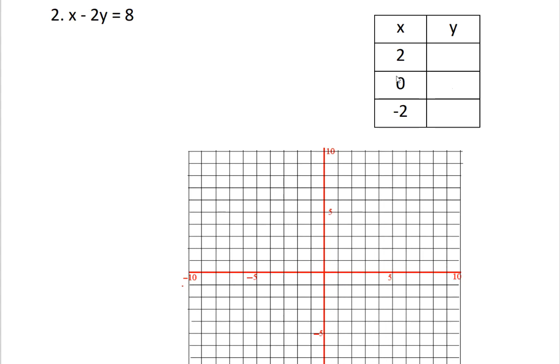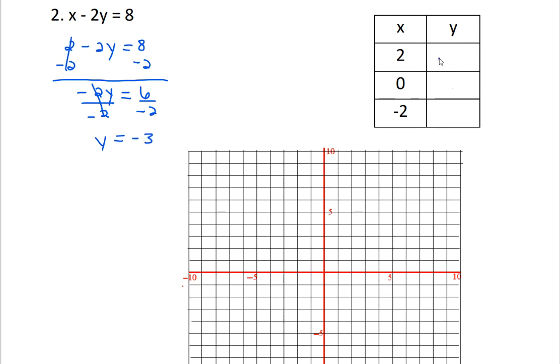So let's plug in 2 for x. So to solve this for y, I need to subtract 2 from both sides. I have -2y is equal to 6. And then I divide both sides by -2. And that gives me y equals -3. So I can plot that now, or I could wait until I get all my points and plot them, which I think I'm going to do this time.